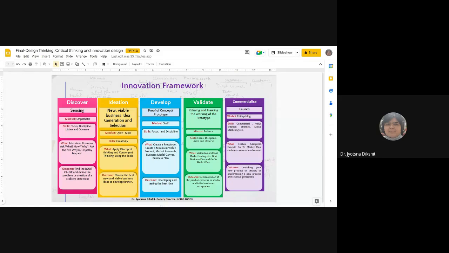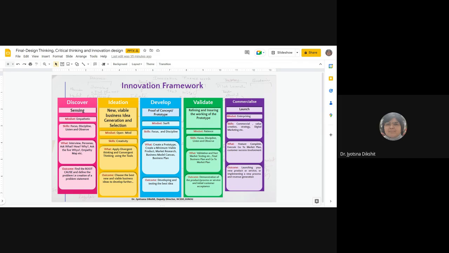And what is the outcome of this stage? That you find the root cause and define the problem. That is the creation of a problem statement. I hope everyone has understood this phase. Similarly, from creation of a problem statement, we move to the ideation stage.